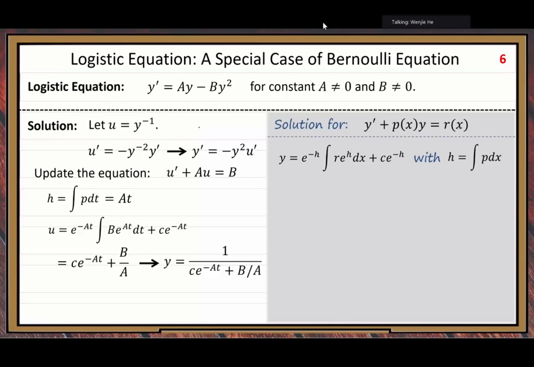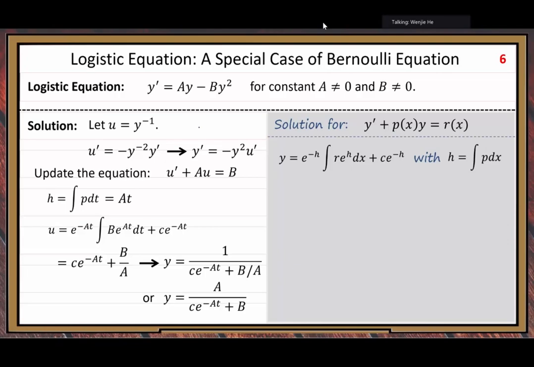Then we need to write the final answer. Because you need to go back to y, the final y formula is the reciprocal of this. Then we need to have some discussion on it. Another, equivalent way to write it is to multiply numerator and denominator by capital A, so we get this form.